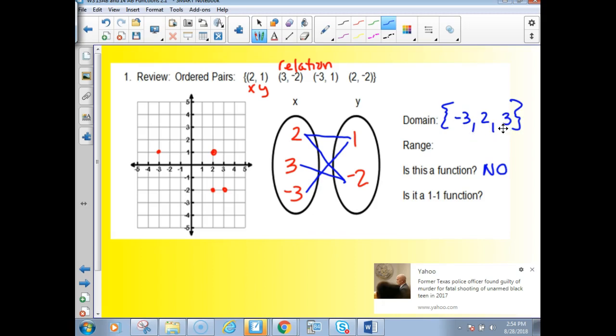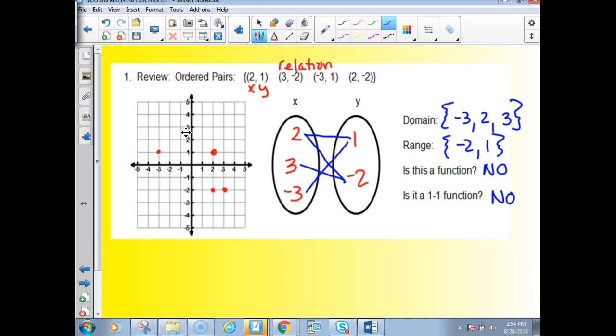It can't be a function either. But it can't be one-to-one because what's the range? Well, the range has repeated y's, and that makes it not one-to-one. So that'd be -2 and 1. So is it one-to-one? Nope. If it's not a function, it can't be one-to-one in the first place.